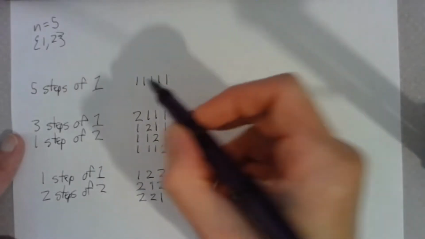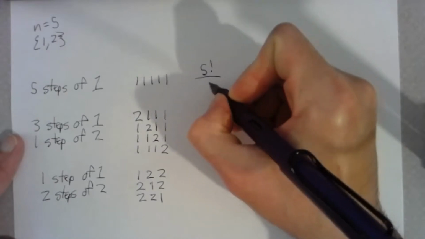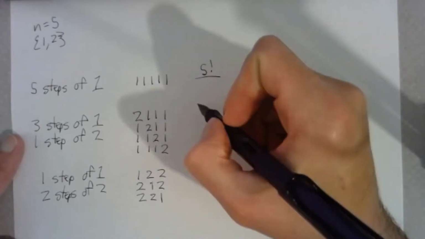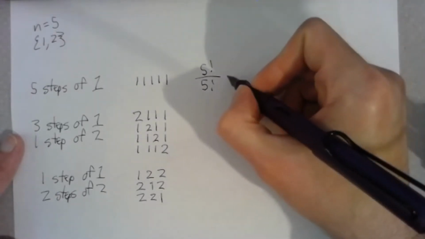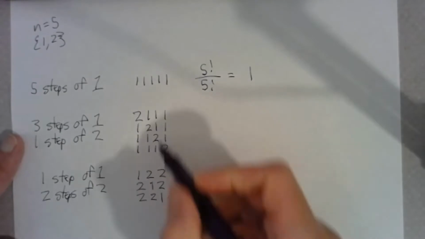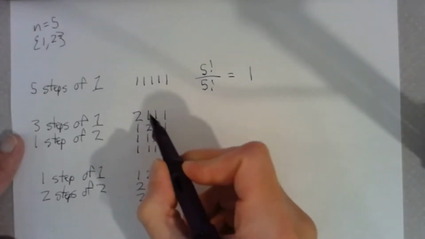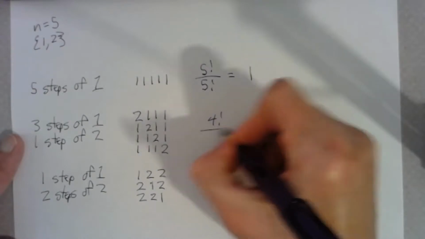The first one, I have 5 total objects. That would be 5 factorial. I only have 1 type of distinguishable object, so that would be divided by 5 factorial. That would give me one way. Okay. In the next case, I have 1, 2, 3, 4 total objects, so that would be 4 factorial.